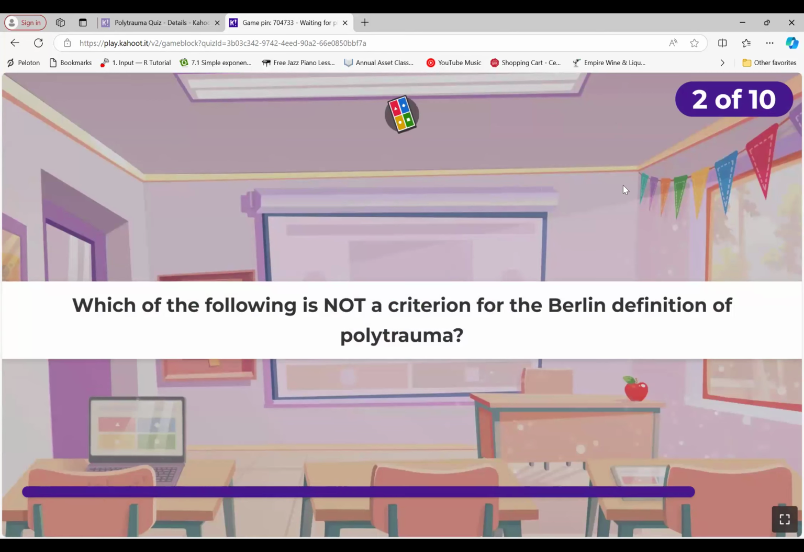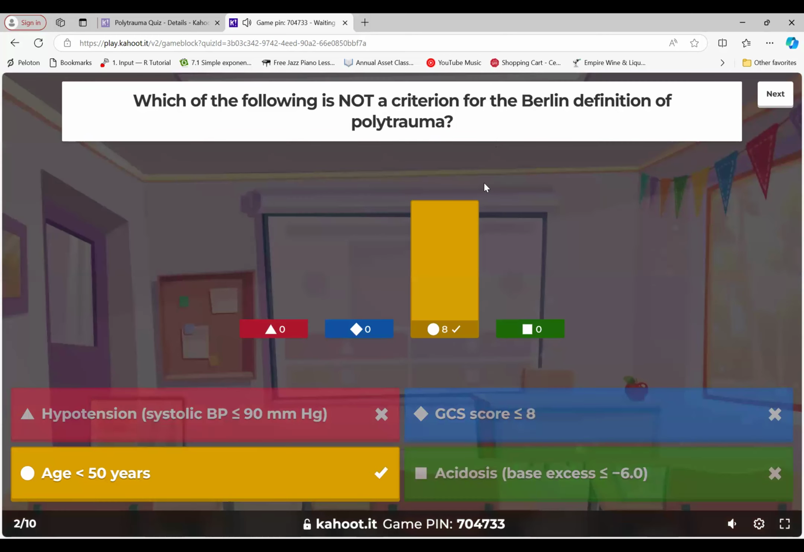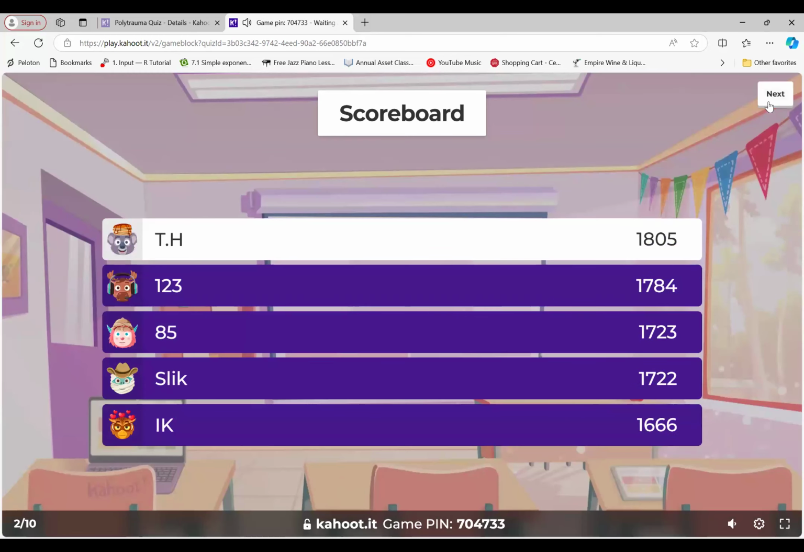Okay, so what is not a criteria for the Berlin definition of polytrauma? Hypotension, GCS score less than 8, age less than 50, acidosis, base excess less than or equal to -6. And the answer is age less than 50 years. 8 of us got it correct. And everyone who attempted really got it correct. TH maintains the lead.